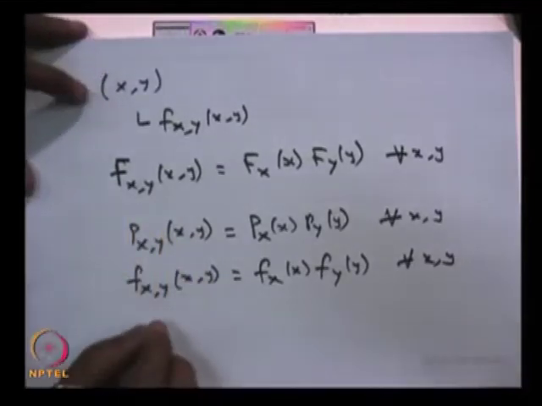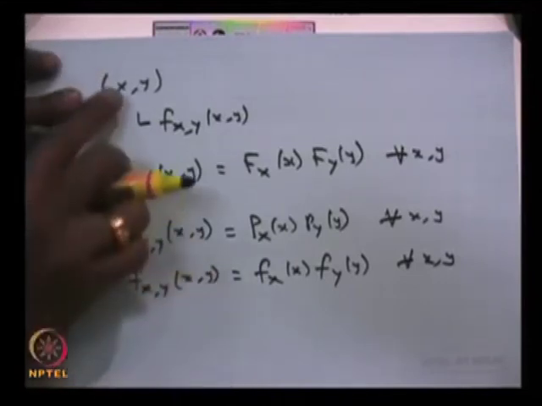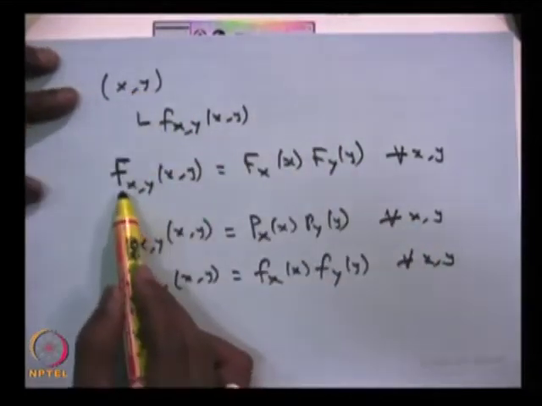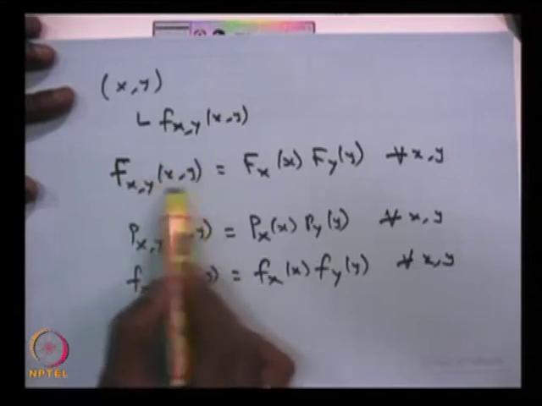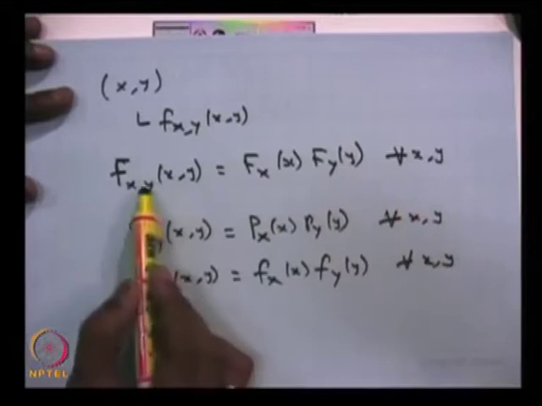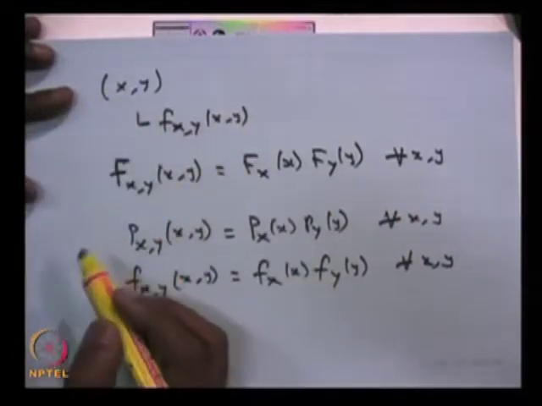And this logic can be extended to any n random variables. Instead of two random variables, you can have n random variables and find the joint CDF. If the joint CDF of the n-dimensional random variable is the product of the individual CDFs, then you can conclude all n random variables are mutually independent random variables.